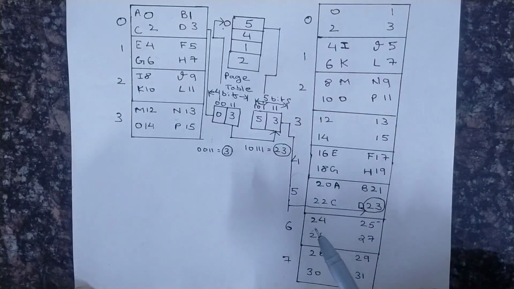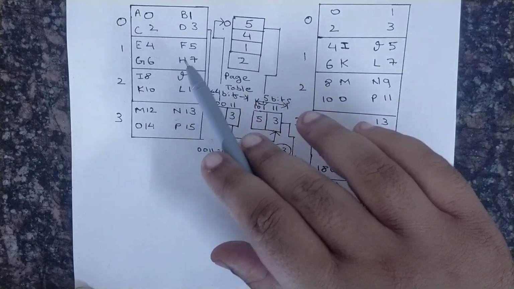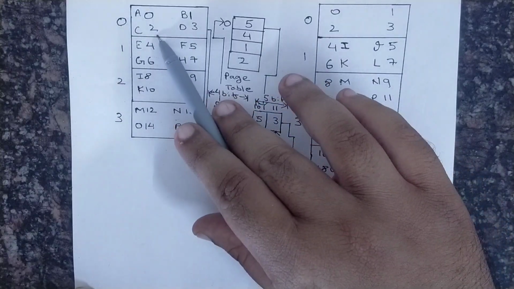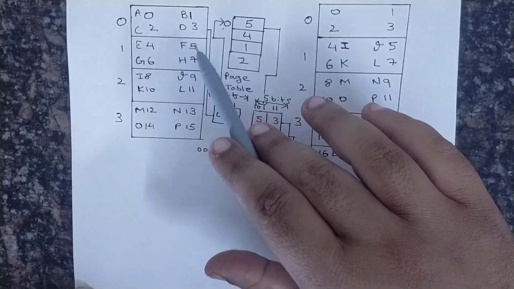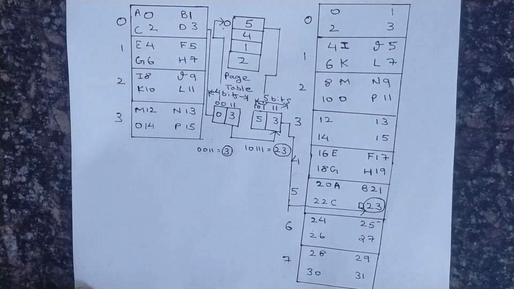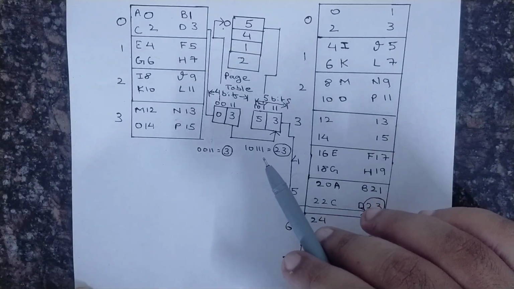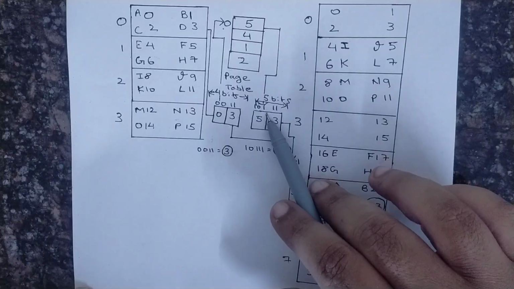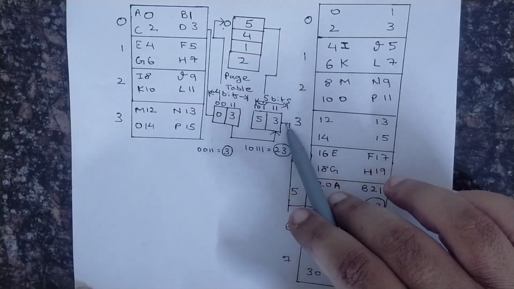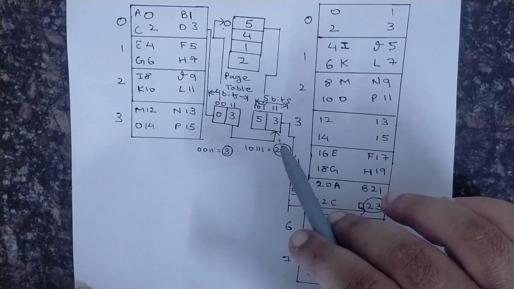As you can see, page 0 consists of 00, which is equal to 0 in decimal as page number, and 11, which is equal to 3 in decimal as page offset. Now when page 0 is mapped to frame 5 in physical memory, frame 5 consists of 101, which is equal to 5 in decimal as frame number, and 11, which is equal to 3 in decimal as frame offset.